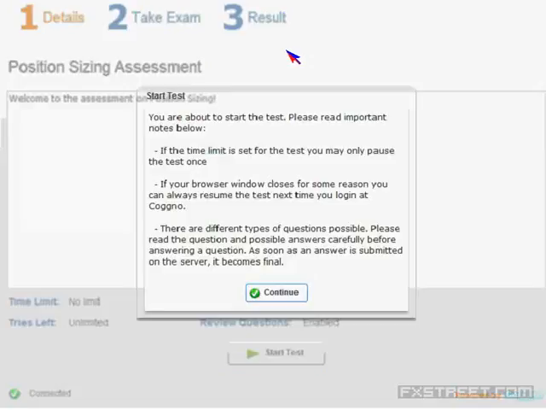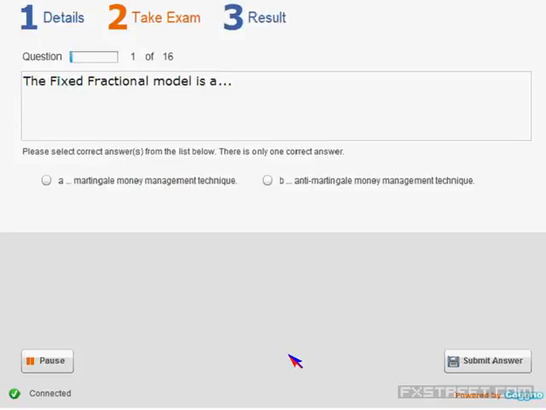So this is the assessment. Let's just start. We have a passing score of 50%, so I guess it will not be too difficult to go over it, and we just allow the system to proceed. Let's start with the first question. The first of 16 questions asks: the fixed fractional model is a martingale money management technique or an anti-martingale money management technique? So we have options A and B. I ask you to type the answer that you estimate as correct, and in the end we'll see the results and all the explanation behind each one of the questions.